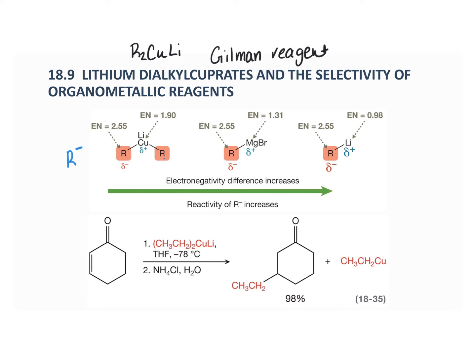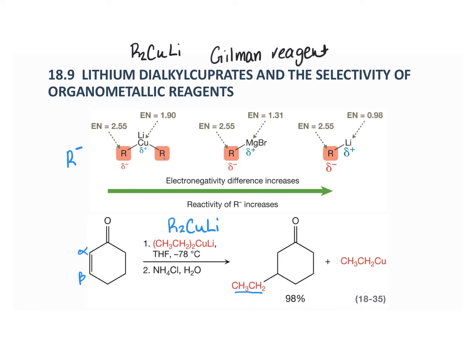Now notice we have one of those alpha beta unsaturated, conjugated, unsaturated carbonyls, okay? So when this alpha beta unsaturated carbonyl compound is treated with a Gilman reagent, which we see here as R2CuLi, where the R group here is CH3CH2, the R minus adds almost exclusively here at that beta carbon. So remember we have the alpha carbon and the beta carbon.